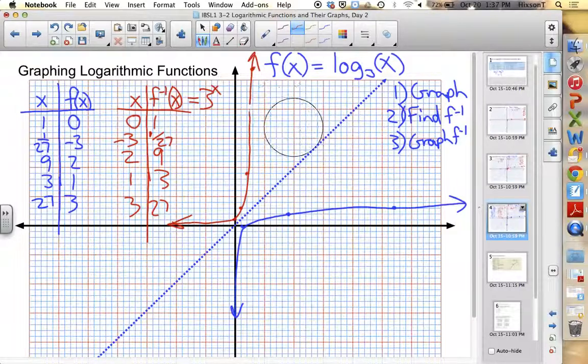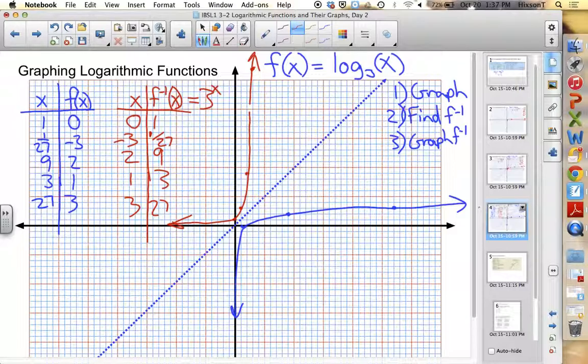And if I wanted to shift it 4 places to the left, it would be x plus 4, right? That's the same thing. What if I wanted to reflect this across the x-axis? Negative, the same but outside. Negative log base 3 of x would reflect this across the x-axis.